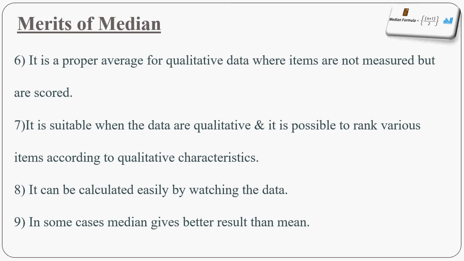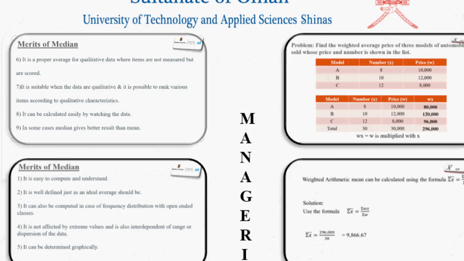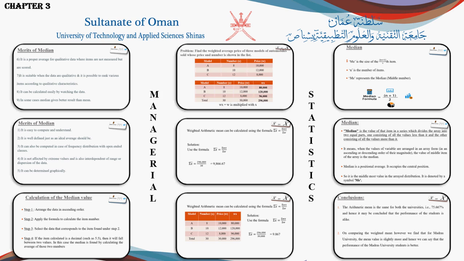And also it can be calculated easily by watching the data. Once you arrange, it is very easy to locate the median and easy to understand. So in some cases, median gives better results than mean. So when mean is not giving better results, we need to depend on median, and it is more suitable for qualitative data as well as for ranking. So these are the merits of calculating median. I hope these examples are clear to understand with regards to this information.